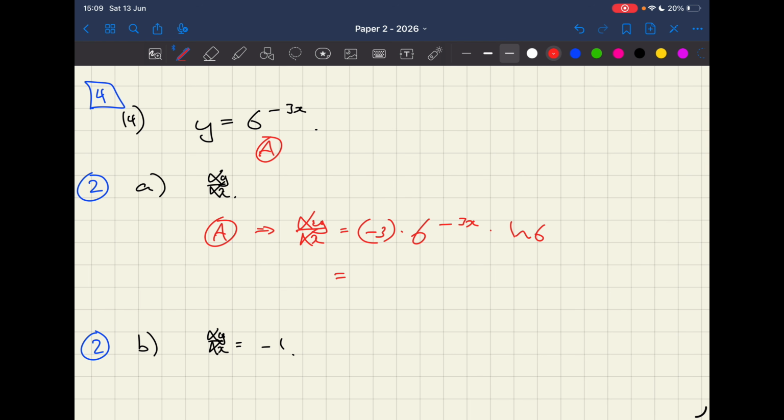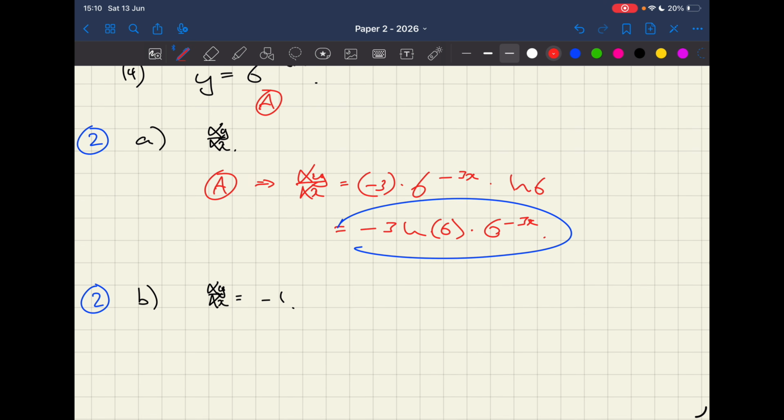Let's just expand some brackets. Minus 3 log 6 of 6 to the minus 3x. That looks good to me. Does it look good to the mark scheme? Minus 3 log 6 times by 6 there. Yep, looks good. Part B then.